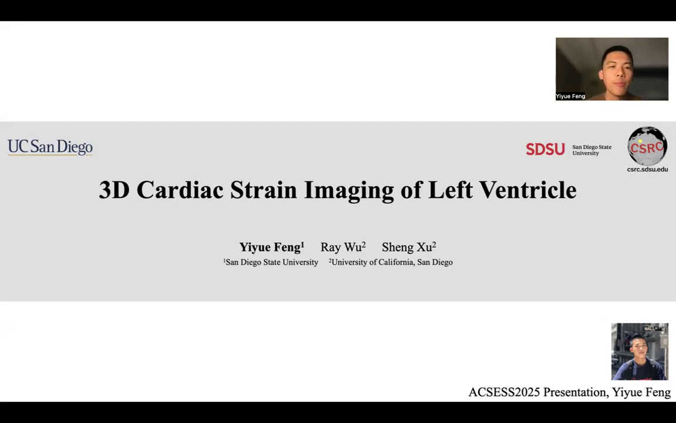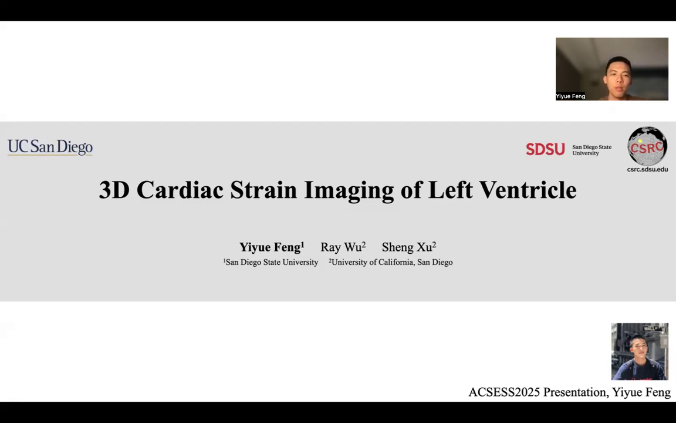Valeria Barra. And the project I'm going to present today is the 3D cardiac strain imaging of the left ventricle. As we all know, myocardial deformation provides priceless information for diagnosing cardiac diseases. The left ventricle is the most crucial part. While 2D strain imaging has been successfully implemented with well-established methods such as block matching and speckle tracking, 3D strain imaging still needs a lot of work to do.